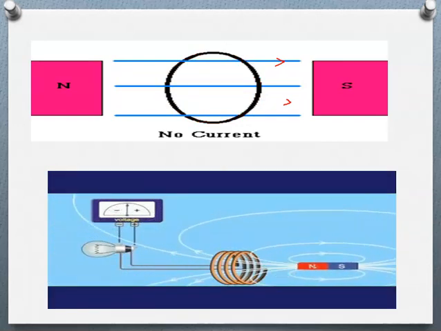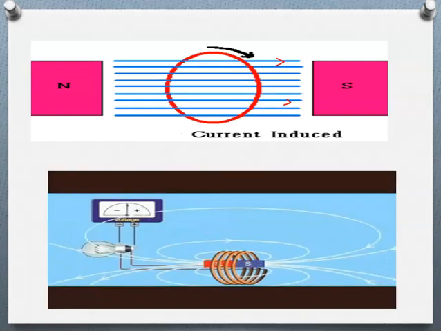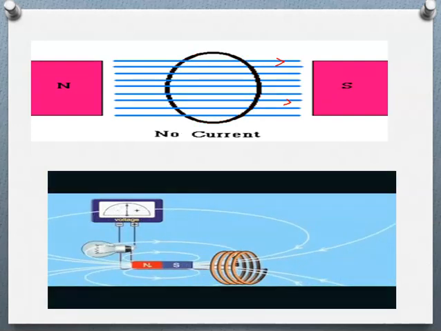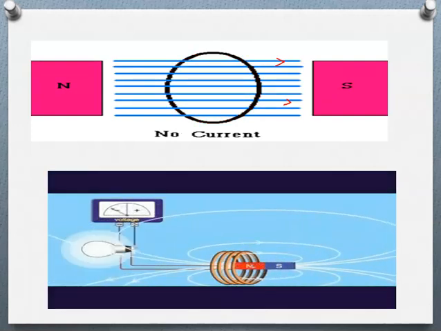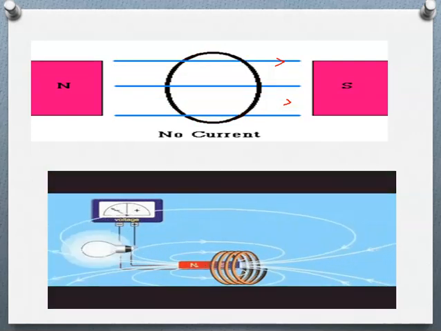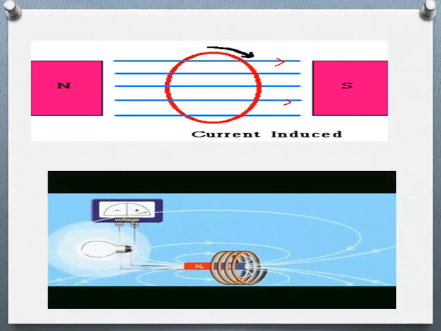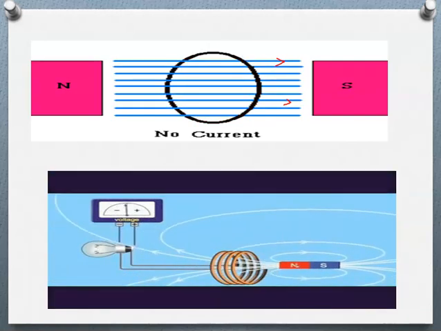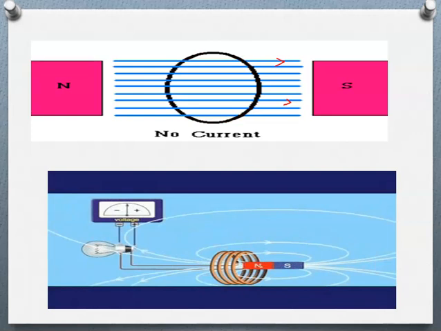Faraday's first law states how the EMF gets generated, and what the conditions are for that. There are three conditions: one is a conductor, second is a magnetic flux or magnetic field, and third is that relative motion between the conductor and the magnetic field is necessary.